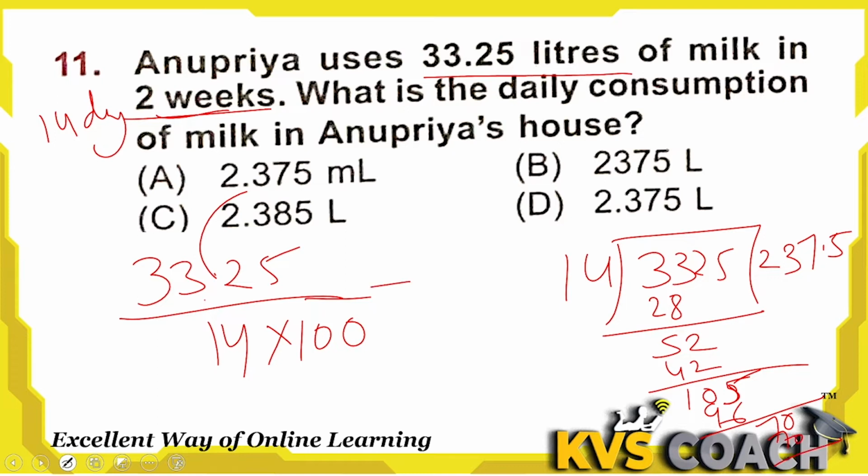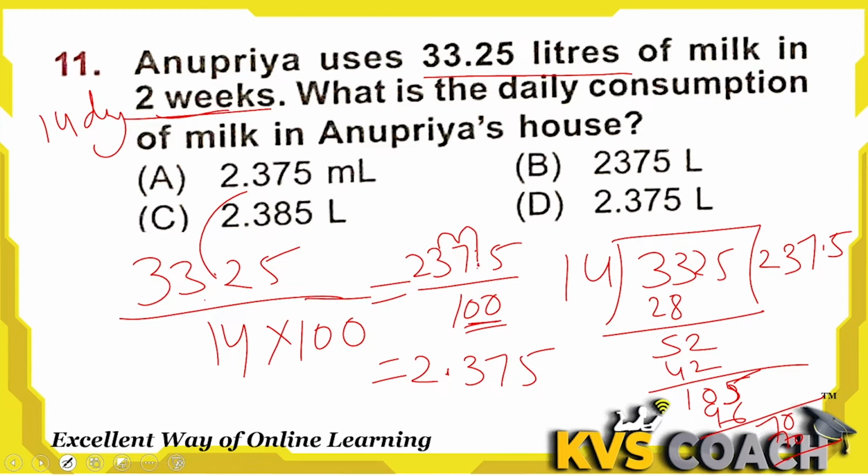So after dividing this, we will have 237.5 divided by 100. Here it is 100. We will put the dot, making it before 2 digits. So say this is 1, this is 2, then the dot will be at 2.375. So 2.375 liter is the answer here, because the unit is in liter, we will take liter here. So D is the right answer, 2.375 liters.